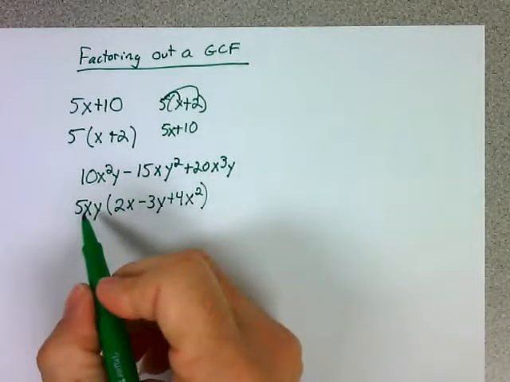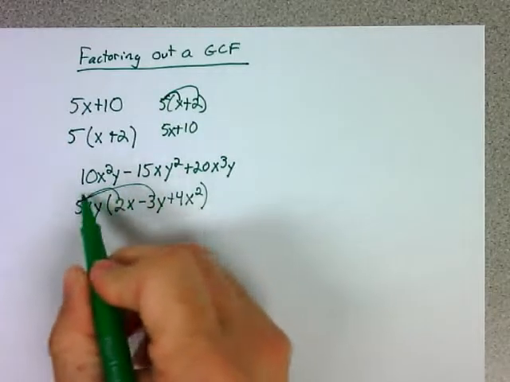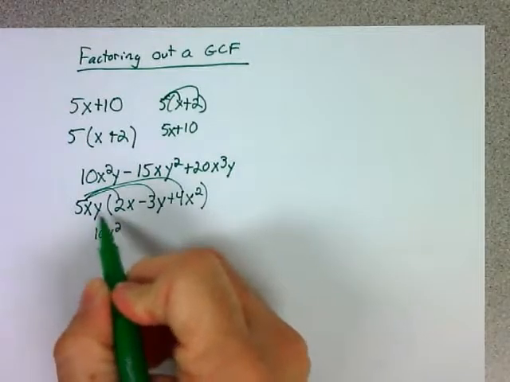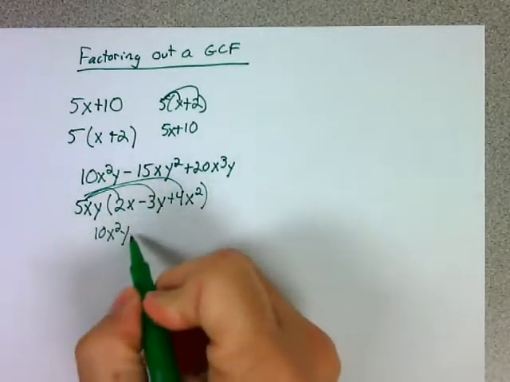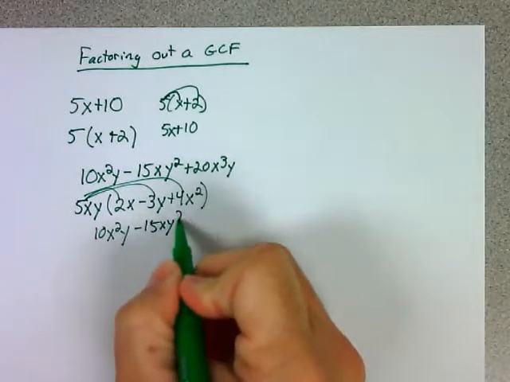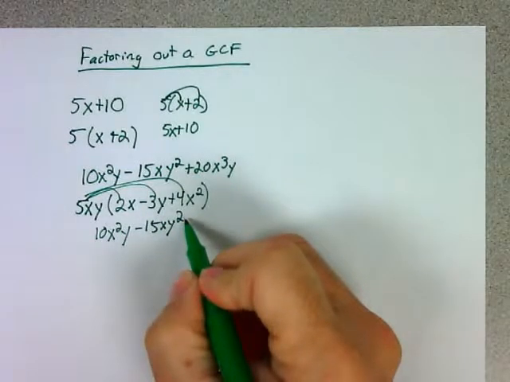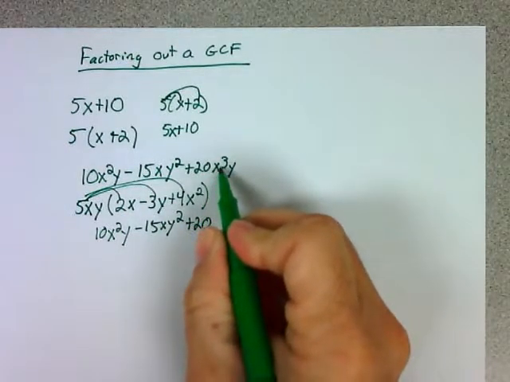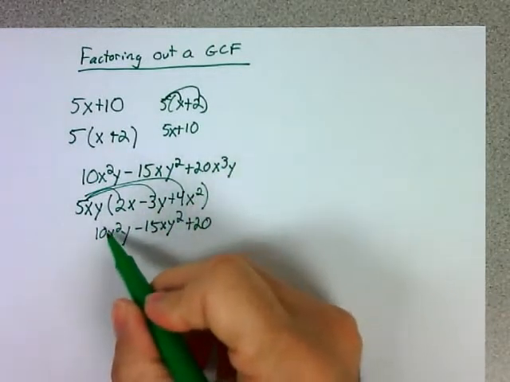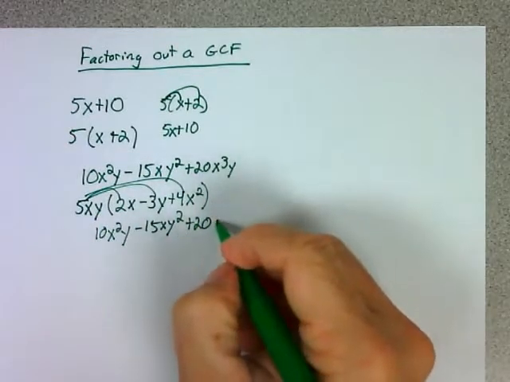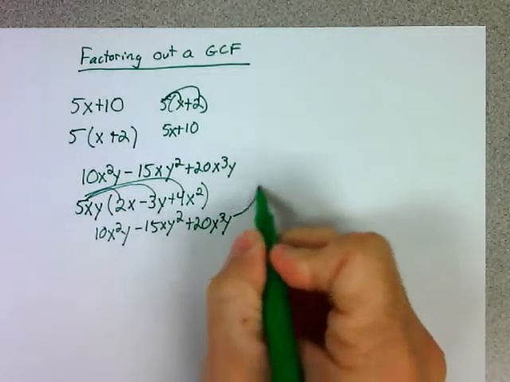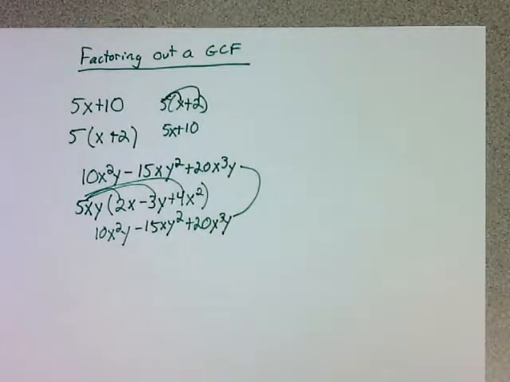Now a quick check by multiplying. I'm going to distribute all this back through. So 5 times 2 gets me 10. x times x is x squared, and there's still a y. 5 times minus 3 is a negative 15. I have 1 x, and y times y is y squared, and then 5 times positive 4 gives me plus 20. I need to have x cubed. I have x squared times the x that's outside here, which gives me x cubed, and y. And when you look here, these two are in fact the same, so that means we factored it out correctly.